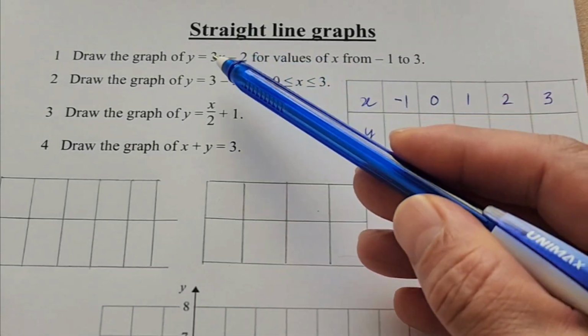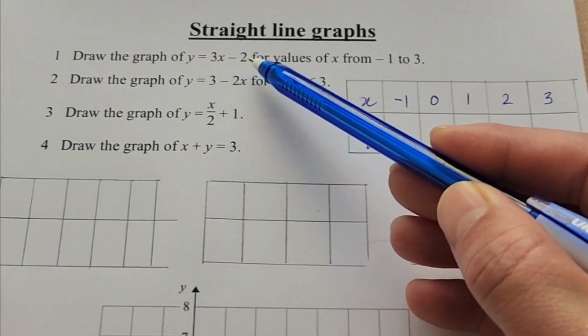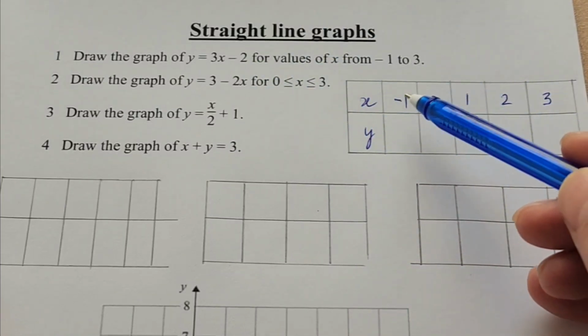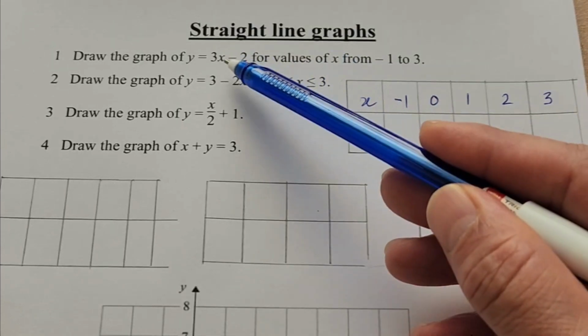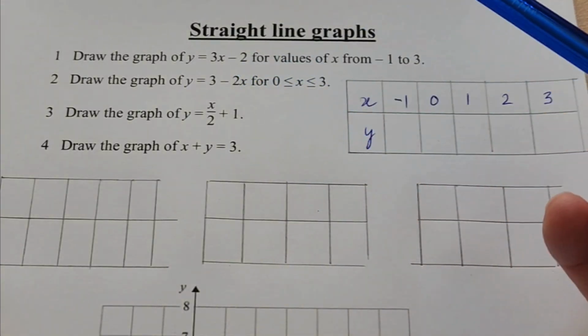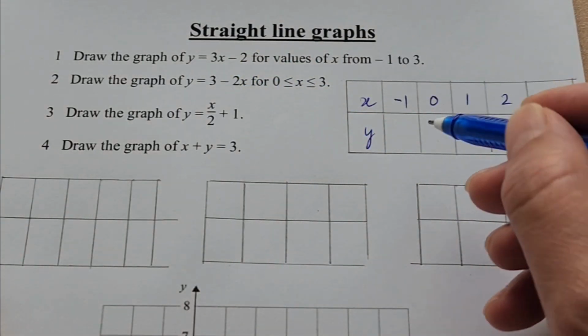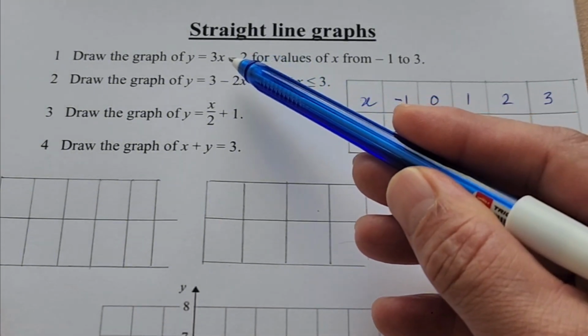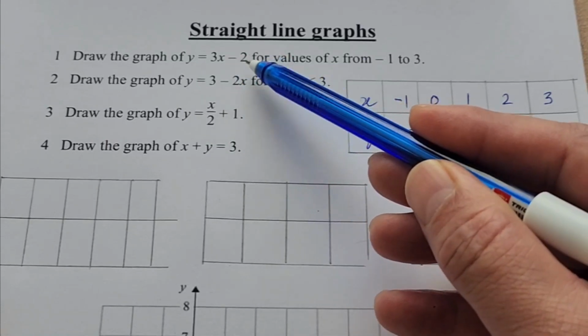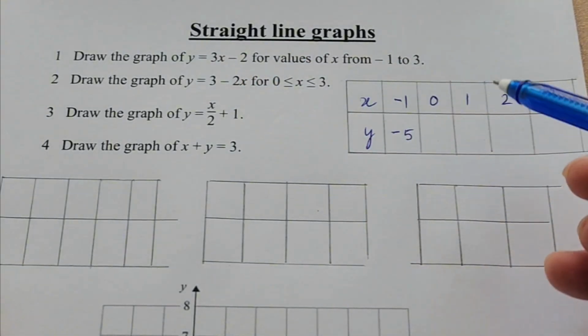Look at the equation y equal to 3x minus 2. So when x is minus 1, y is going to be 3 times minus 1 minus 2. And that is going to give us minus 5. 3 times minus 1 is minus 3. Minus 3 minus 2 is minus 5.